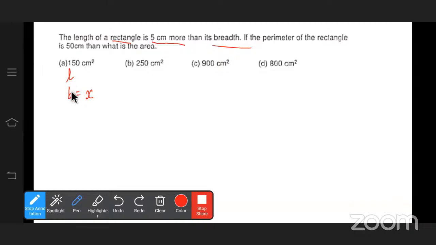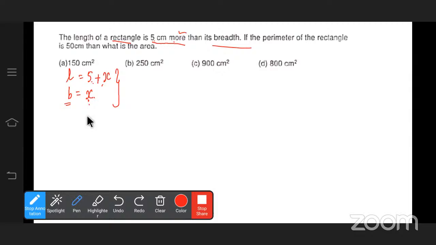So I'm going to take breadth as x. Here the length is given as 5 centimeter more than breadth. 5 more than means plus. What is the breadth here? x, right? Do you understand these two steps? Yes, ma'am, taking breadth as x. So the length is 5 more than means plus breadth. What is the value of breadth? x. So 5 plus x.